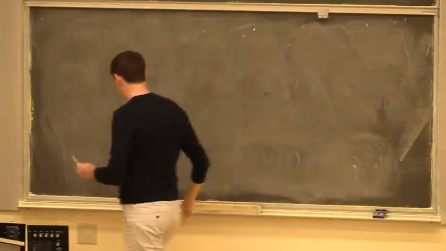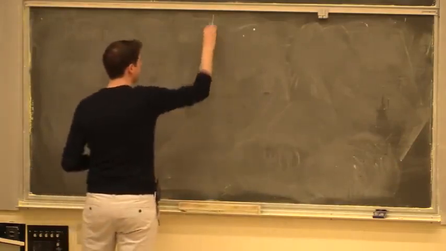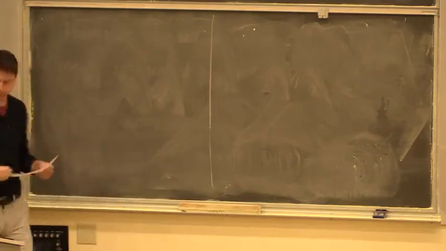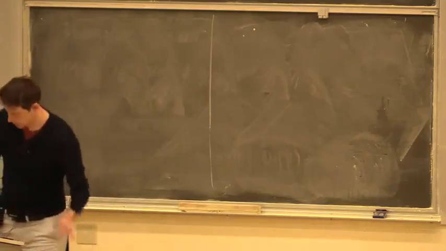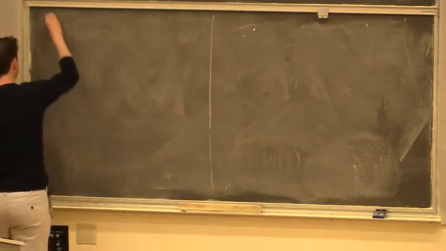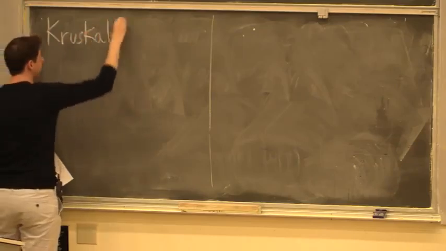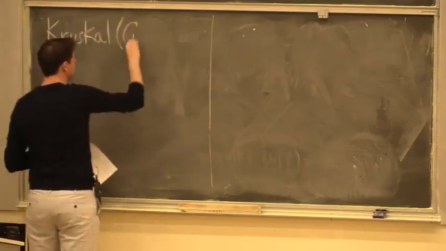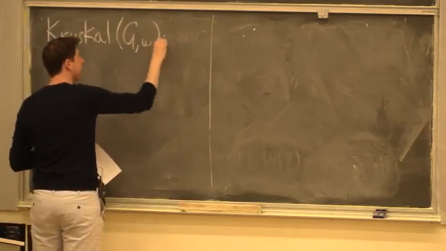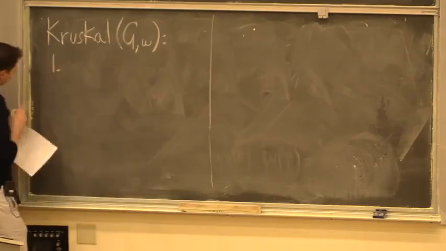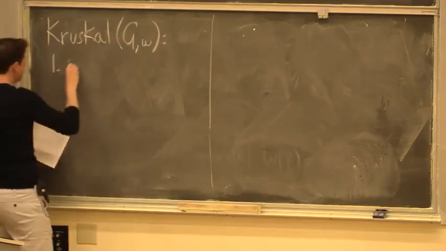Right, so now we're going to look at, finally, an algorithm for MST. This is called Kruskal's algorithm, after a person that invented it. So the inputs are G and W. Okay? So what it's going to do, it's going to sort the edges by weight.